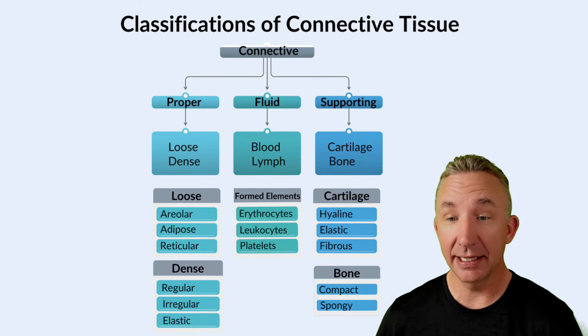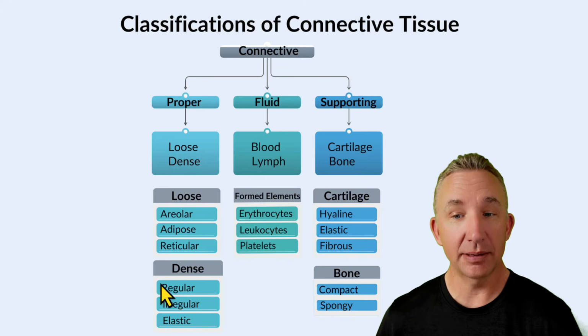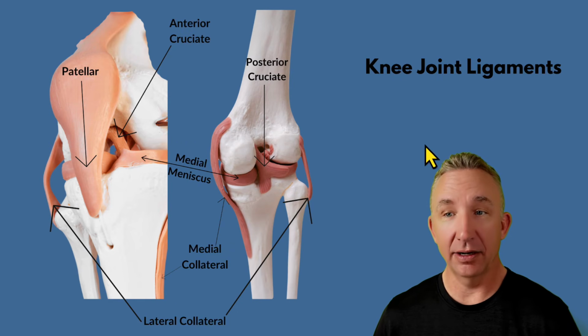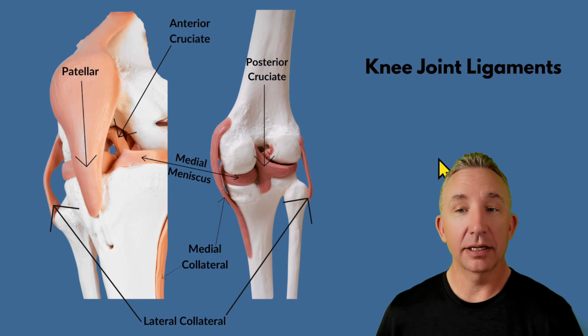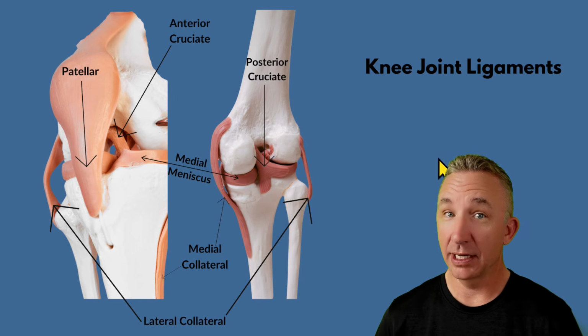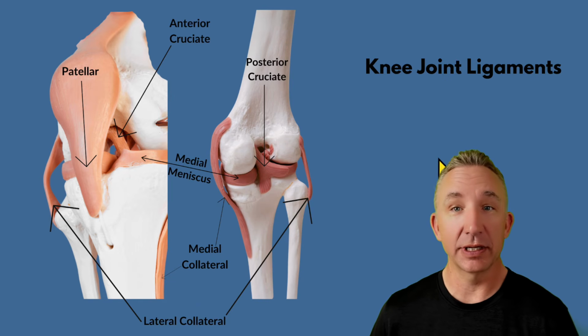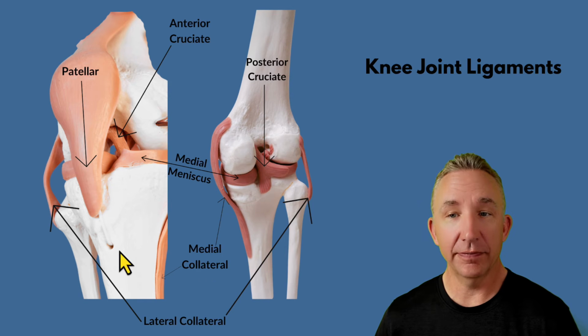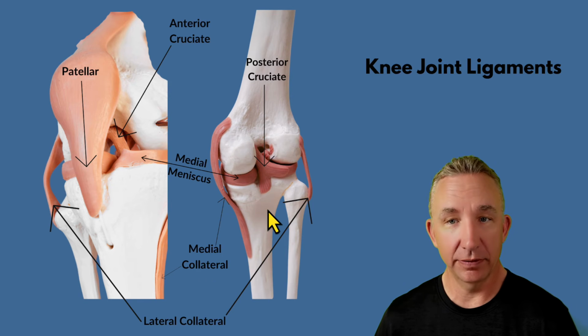So where we see tendons and ligaments, ligaments connect bone to bone. That's dense, regular connective tissue. So when we look at the knee now, we're focusing on a lot of the ligaments that are internal, which we see a lot in sports injuries when we rupture things like the anterior cruciate ligament. But we'll start, this is an anterior view on the left and a posterior view on the right.